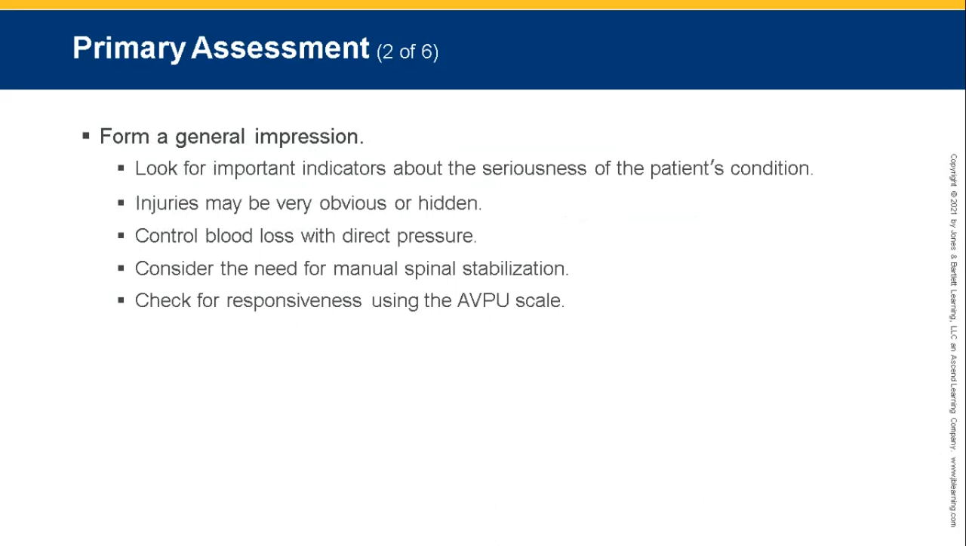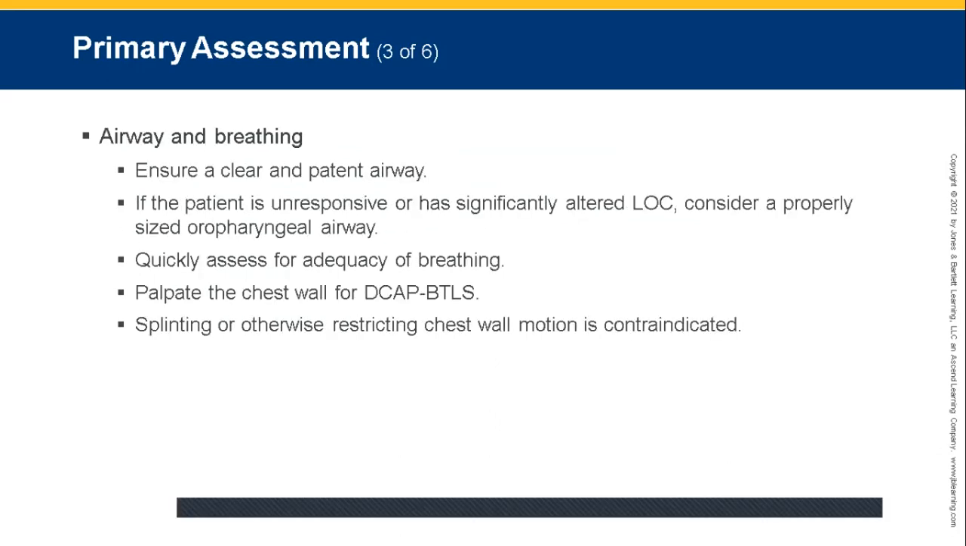Injuries may be very obvious or hidden. Control blood loss with direct pressure. Consider the need for manual spinal stabilization. Check for responsiveness using the AVPU scale. Airway and breathing. Ensure a clear and patent airway. If you don't have an airway, nothing else matters.